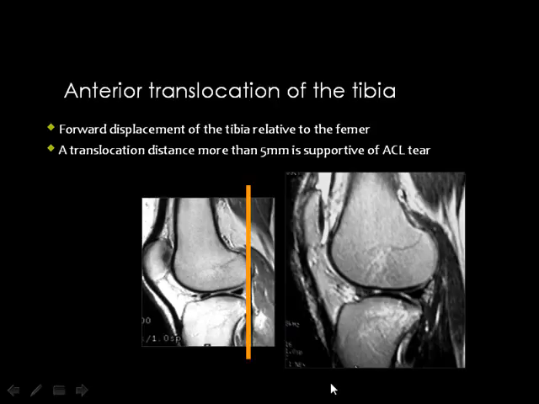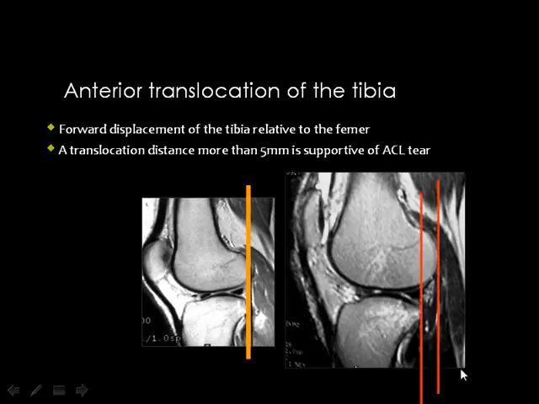And one of the signs also is known as anterior translocation of the tibia. In order to test for ACL rupture, you put the patient on the table and you try to pull his tibia anterior. If it is pulled, then this is known as anterior drawer sign and is positive for ACL rupture. But in MRI, you draw a line posterior to the femur and the tibia. Both should be on the same line. If the ACL is ruptured, the tibia will be displaced anteriorly.